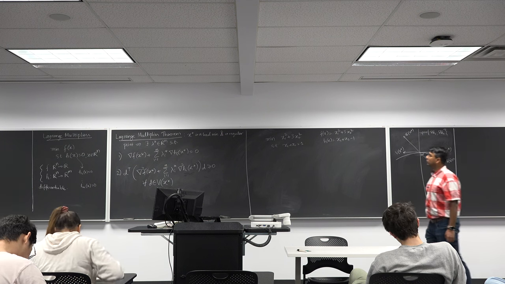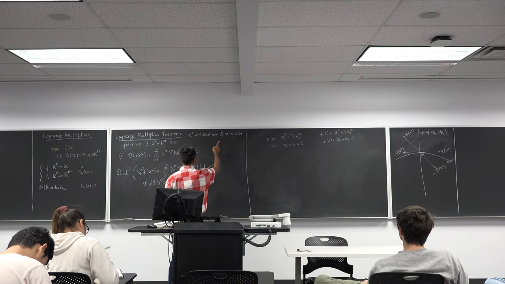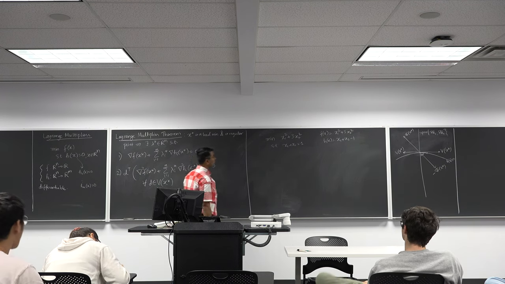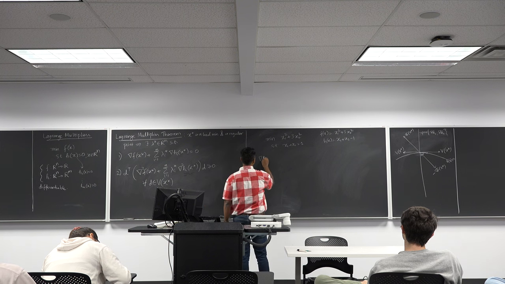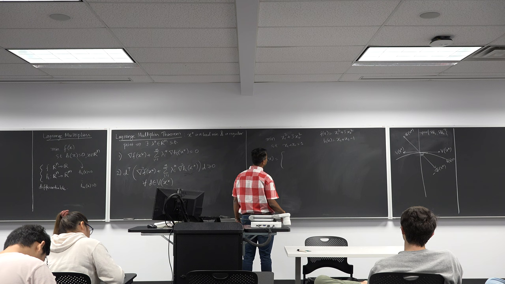Okay, so at x star, first of all, I need to check whether it's a regular point or not. So what is the gradient of h at x? What's the gradient here?